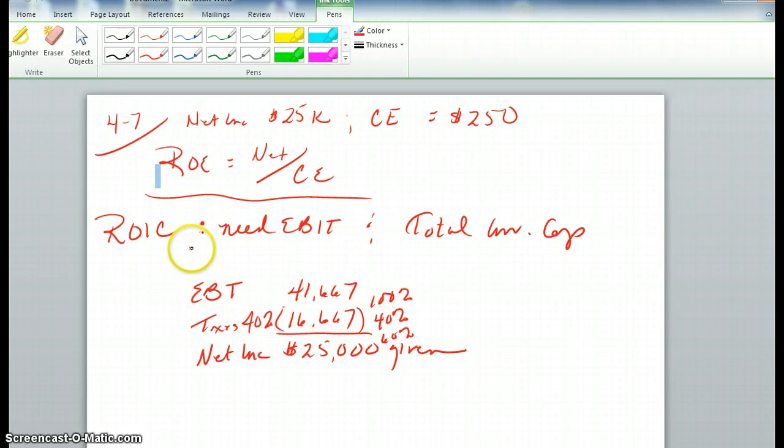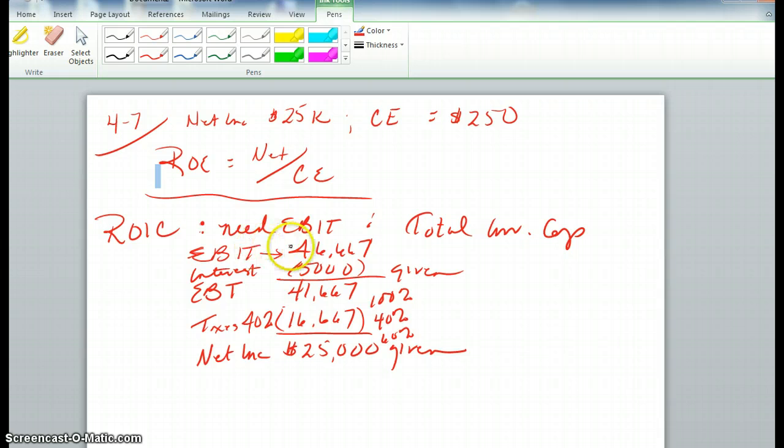But now since we have EBT, or earnings before taxes, we can deduce what EBIT is because they have given us interest. And interest is 5,000. And so that was given, and so we've now come to the place where we know what EBIT is, 46,667, because EBIT minus interest equals EBT. So you see how we just worked our way up to get to EBIT.